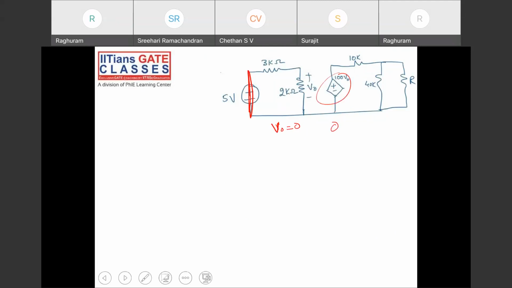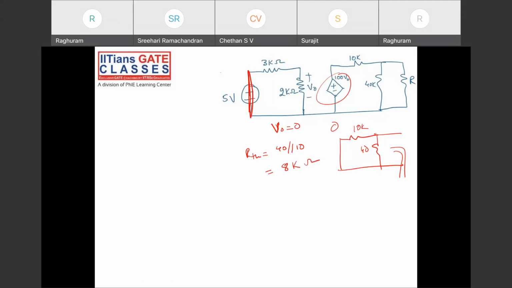Okay. So 0 volts is a short circuit. So this will be the circuit. 40K and 10K in parallel. So R Thevenin is 40 parallel to 10. 400 by 50, 8K. Right? So V Thevenin is 160 and R Thevenin is 8K.